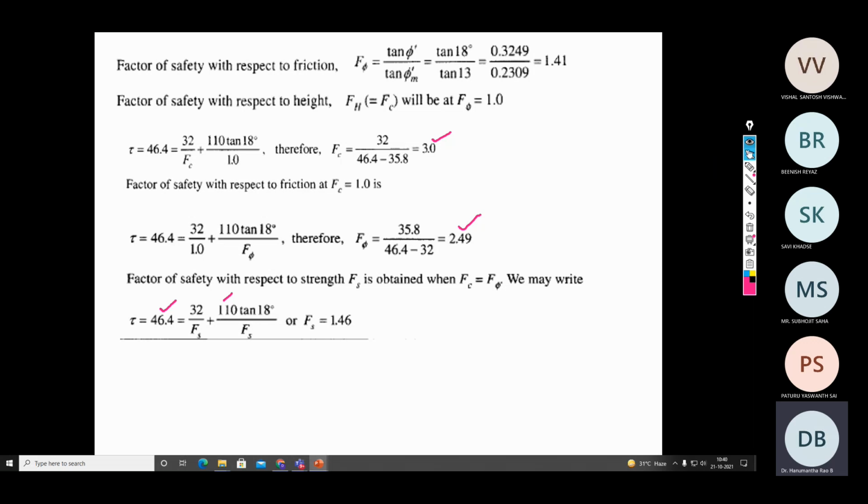Here, instead of Fs, I will replace this with the Fc of one value, and this Fφ I can replace with the Fφ but of a different value. So then will you again get the 1.46? No, it is a different value.